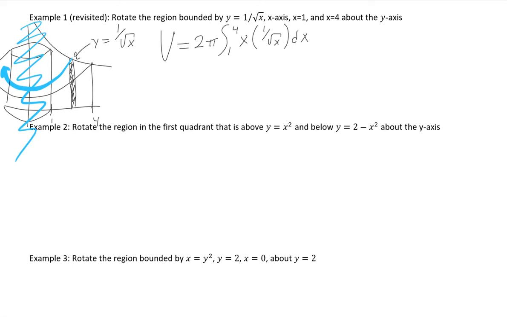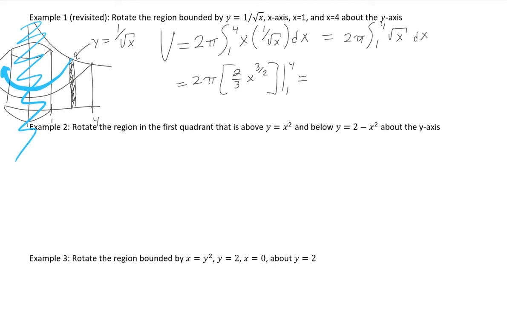Now, if I want to solve this, I have 2 pi from 1 to 4. X times 1 over root x would just be the square root of x, dx. So that equals 2 pi of, the integral of root x is 2/3 x to the 3/2, from 1 to 4.